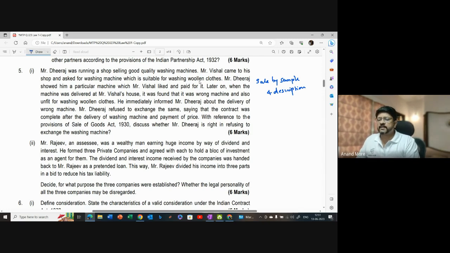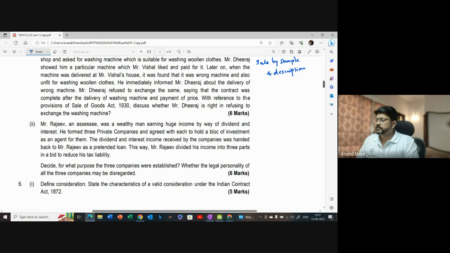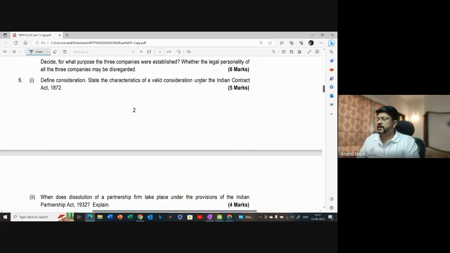Question number 6. Now let us consider question 6. Define consideration. State the characteristics of valid consideration under the Indian Contract Act of 1872. I'm very sure that many of you are going to write this question. It's a relatively easy question because consideration is something which we like.